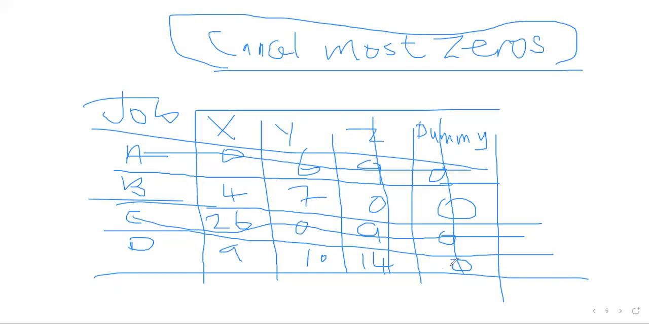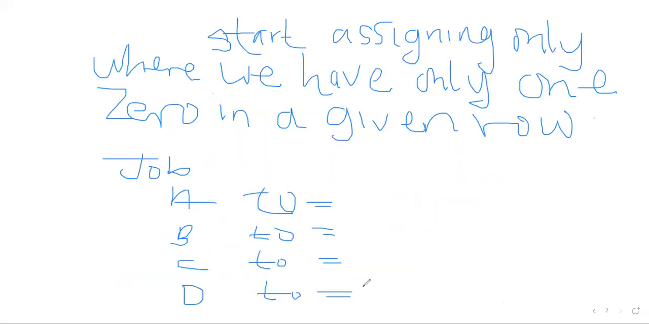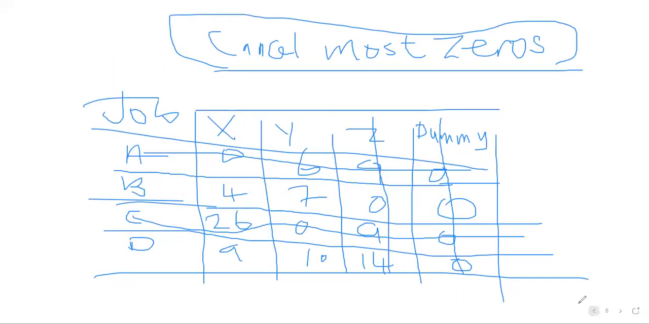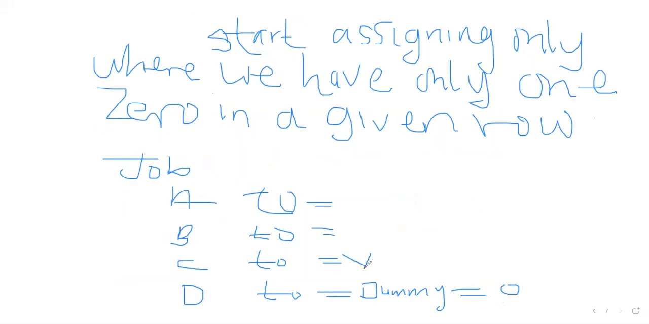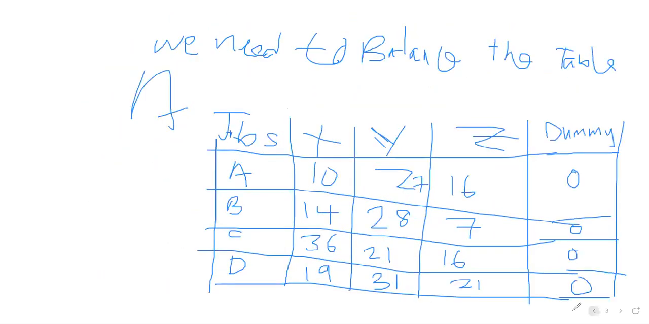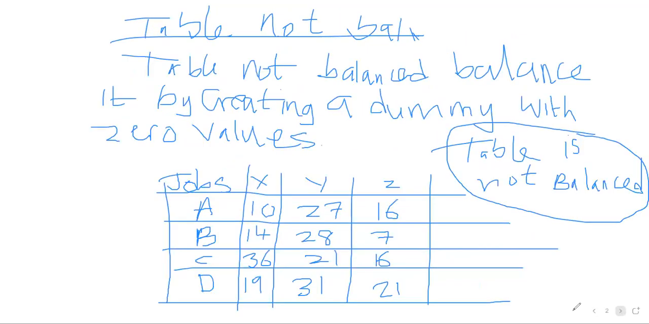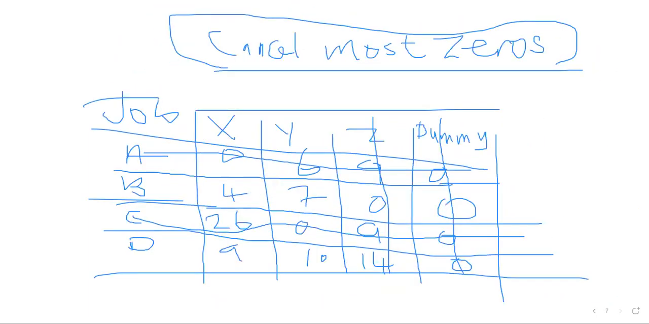Now dummy will be taken. So D to dummy, where we have equal to 0. Dummy is taken, so meaning C can go to Y. So C to Y, we go to the original table. C to Y is 21.